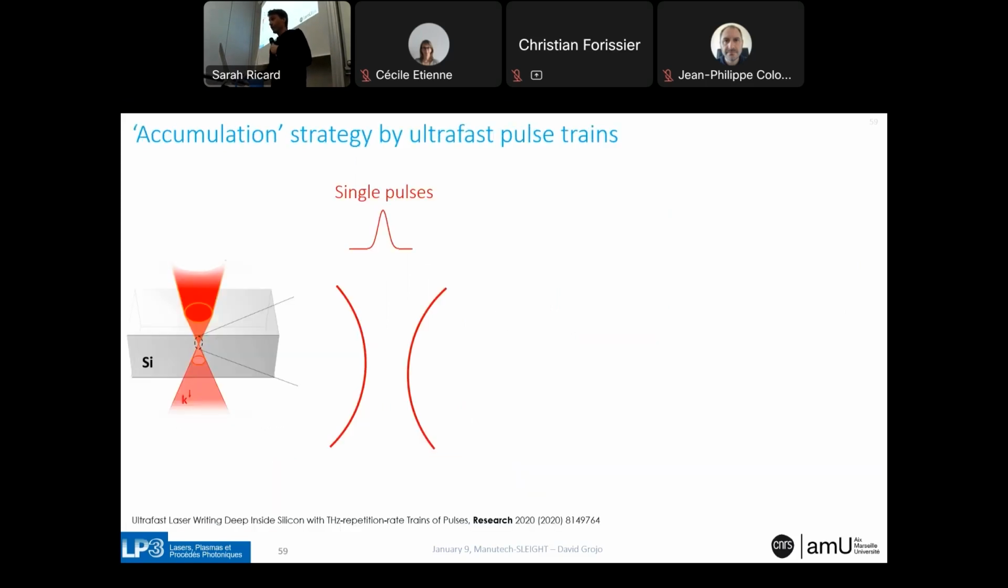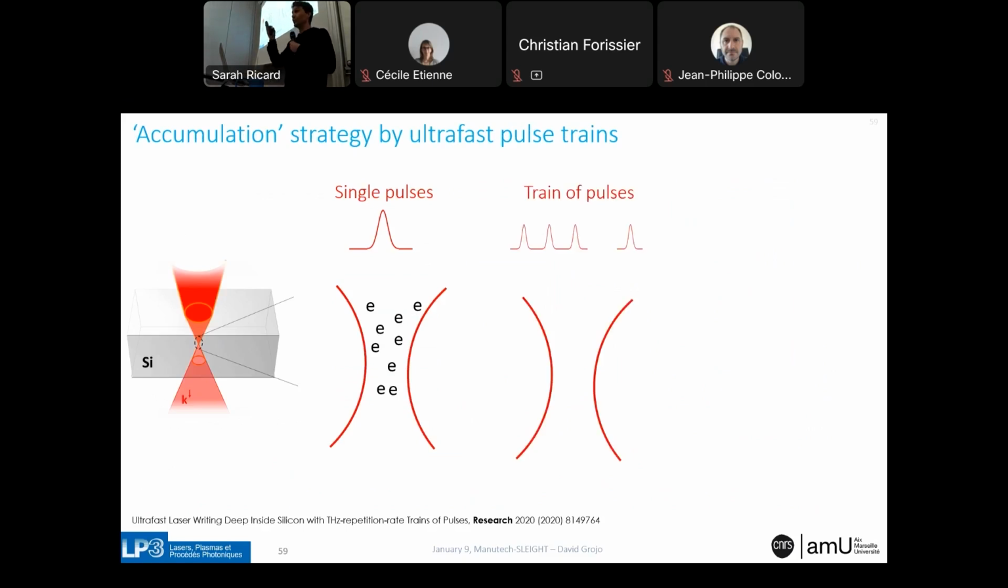So we explored different strategies. One is to rely on an accumulation strategy, which was based on the fact that the difficulty with intense single pulses is that we interact too much with the material, and that limits what you can deliver at the focus. So the idea behind this accumulation strategy was to say that if you work not with a single pulse, but with an ultra-fast train of less intense pulses, of course, these less intense pulses will excite less, but obviously in a more localized manner.